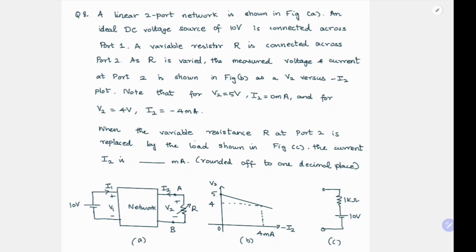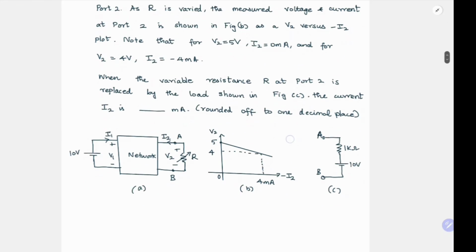So now they are saying the variable resistance R at port 2 is replaced by the load shown in figure C. So now they are removing this R and replacing it with a 1 kilo ohm resistor in series with a 10 volt source, and connecting it to A and B. And they are asking for the current I2 in milliamp. So they are asking for the new current I2.